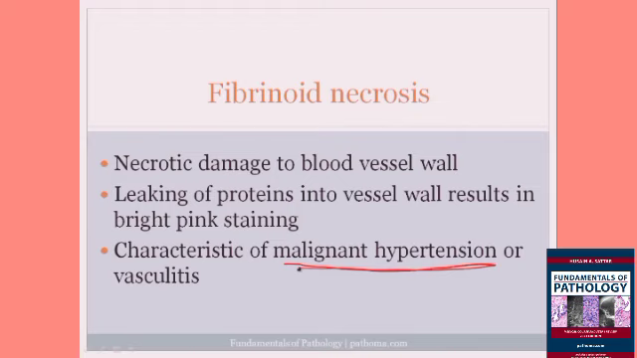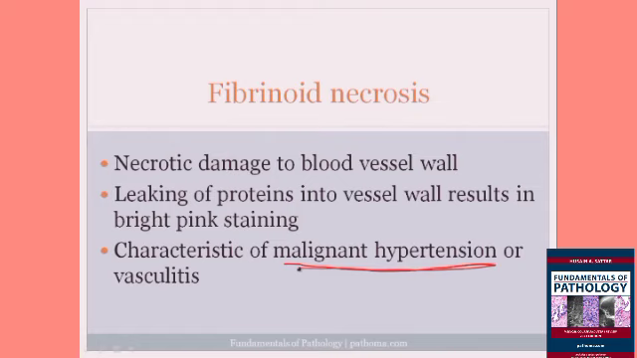One of the consequences of malignant hypertension is that the blood vessel wall can actually necrose due to the high pressure. And that's called fibrinoid necrosis. So very important to remember. Another example of fibrinoid necrosis is vasculitis. In a subset of vasculitis, the characteristic finding would be fibrinoid necrosis, and we'll have a chance to discuss that when we do the blood vessel chapter.